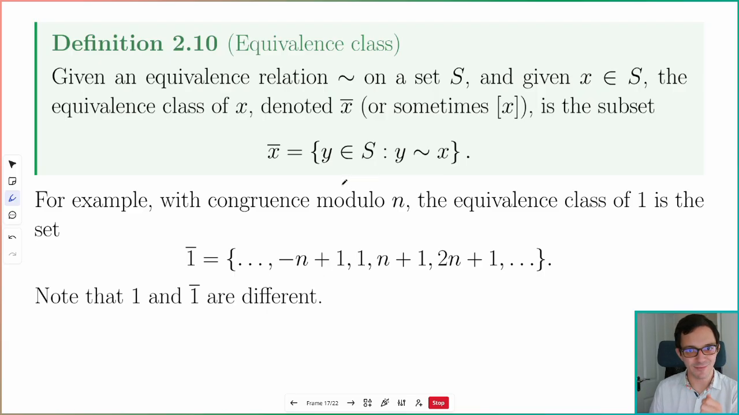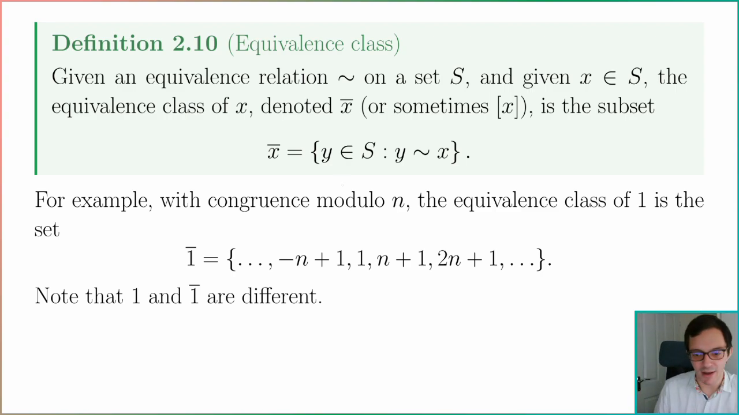And remember, we're not getting confused between an element and a set containing that element. Anyway, in this example, for congruence modulo n, the equivalence class of 1 is the set of things that are equivalent to 1, which is things that differ from 1 by a multiple of n. So we have 1 plus n, 1 plus 2n, 1 plus 3n, or 1 minus n, 1 minus 2n, and so on in both directions. So that's a set. I want you to notice really that 1 and the equivalence class of 1 are different things.